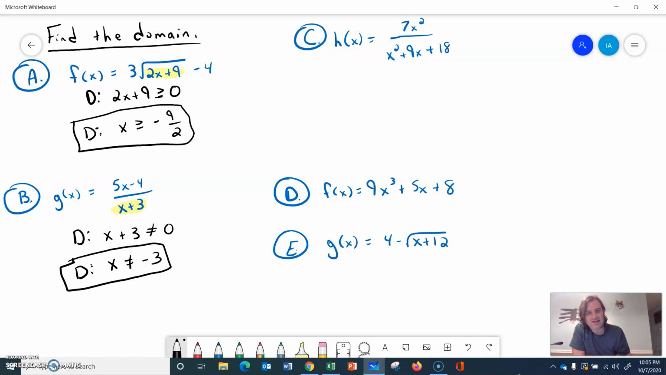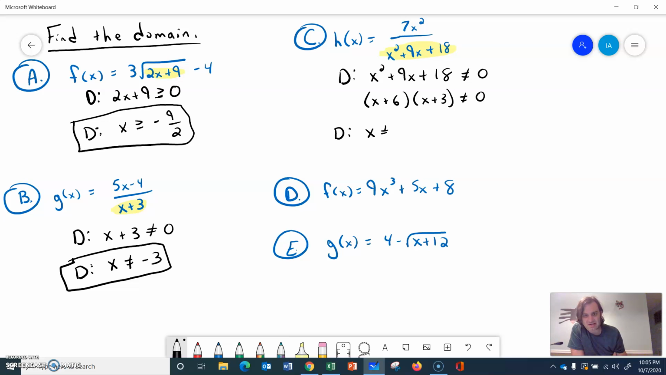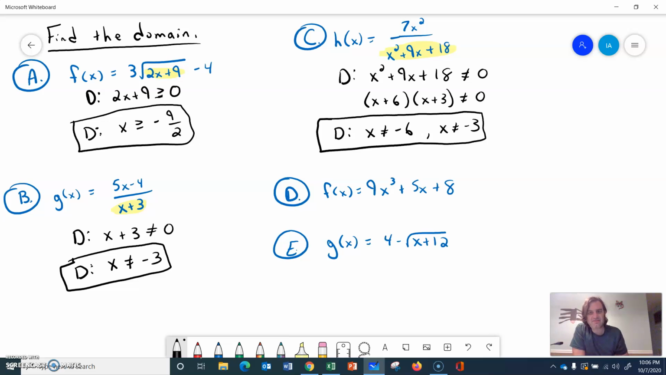C, h of x equals the fraction on top 7x squared, on bottom x squared plus 9x plus 18. And here we have a denominator. Remember, our denominators can't be 0. So we'll set this thing up. x squared plus 9x plus 18 does not equal 0. That is a quadratic that actually factors into x plus 6 times x plus 3, which we'll say is not equal to 0. So we'll set each one of those not equal to 0, and my domain will be x does not equal negative 6, and x does not equal negative 3. So I can plug any real number into that h function except negative 6 and negative 3. Those will make it undefined and cause me to divide by 0.